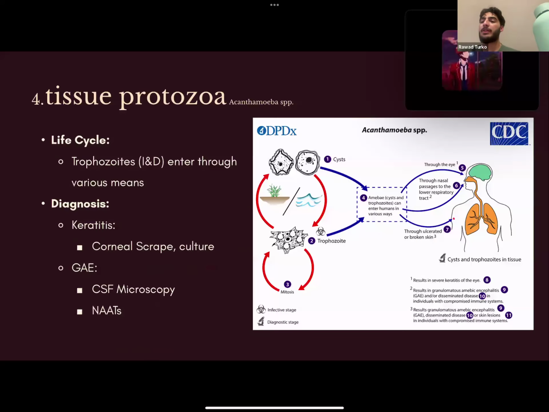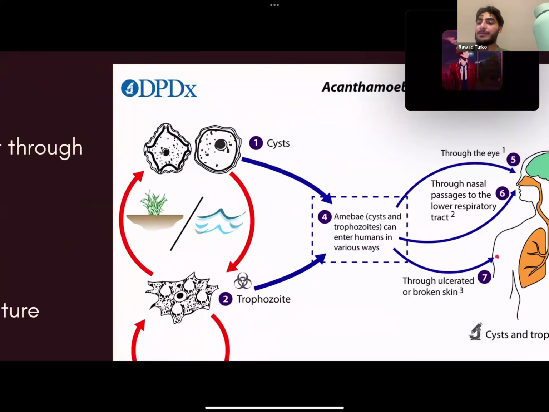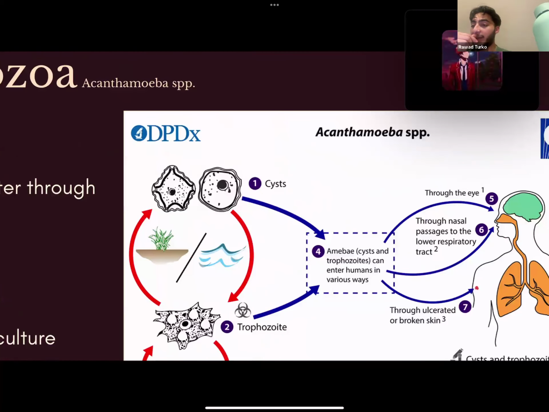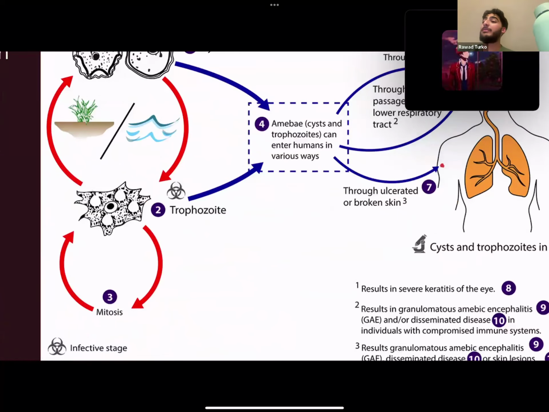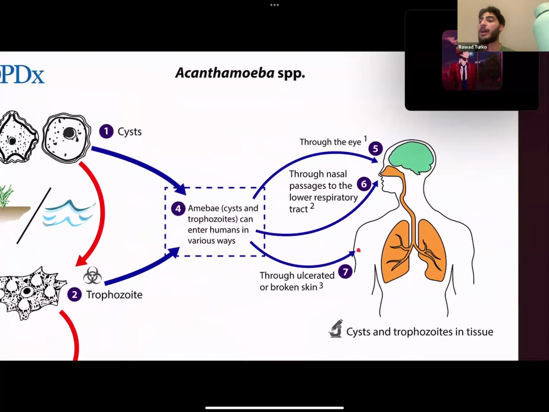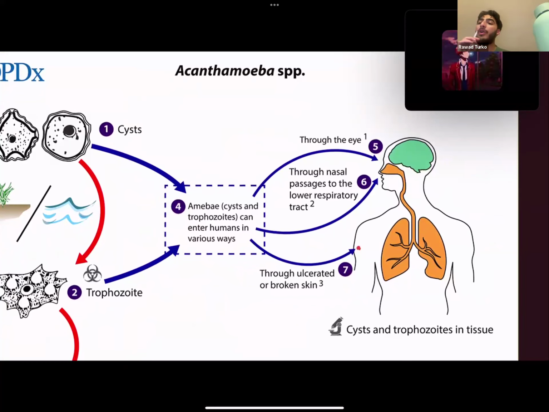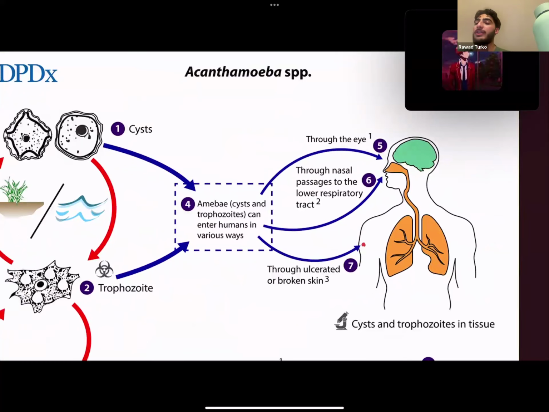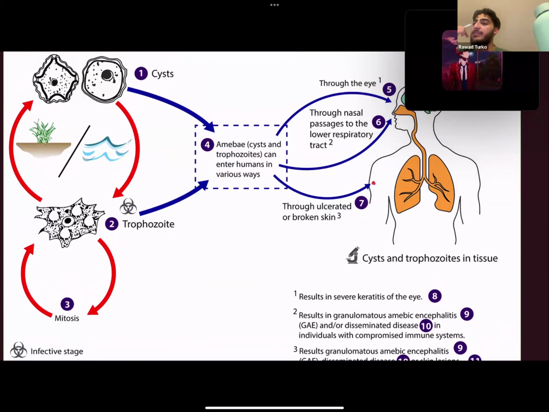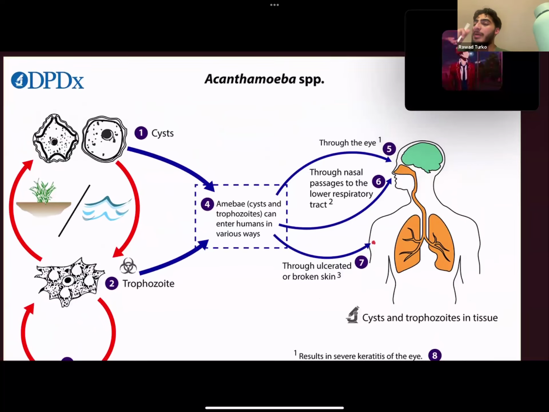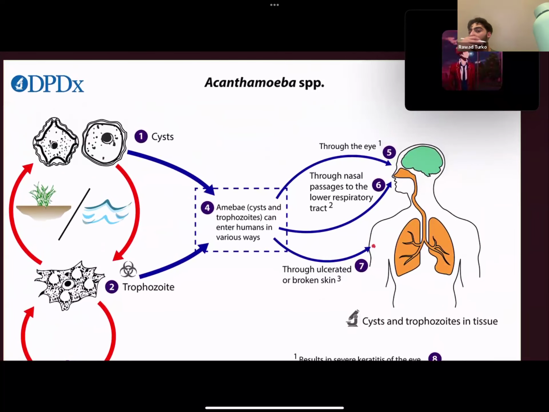Okay, this is the life cycle. So again, you have these cysts inside of the water, and as you guys can tell, it can be transmitted through various means. So the first way is through the eye, and that's what causes the keratitis, or through the nose, or through ulcerated or broken skin. So through the nose or through the nasal passages to the lower respiratory tract, this is going to cause your granulomatous amoebic encephalitis or disseminated disease. Okay, but the one that you have to remember mostly is through the eye one. That's the one that's going to cause the keratitis.